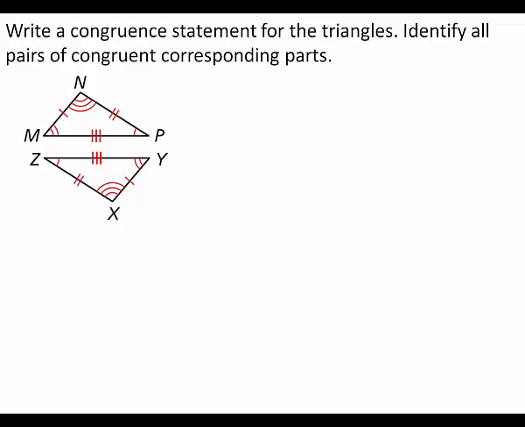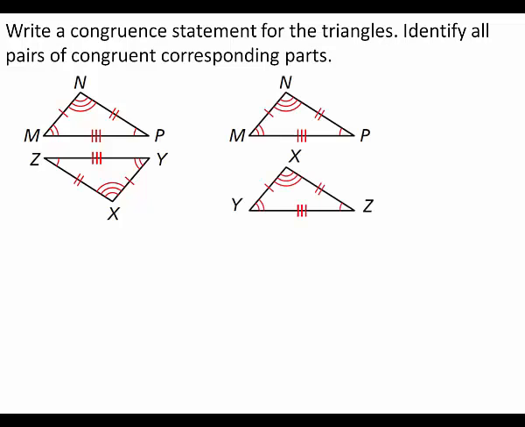To help you identify the corresponding vertices, you can first rotate triangle YXZ as shown. Next, from the diagram, you can see that vertices M and Y are corresponding vertices, vertices N and X are corresponding vertices, and vertices P and Z are corresponding vertices.